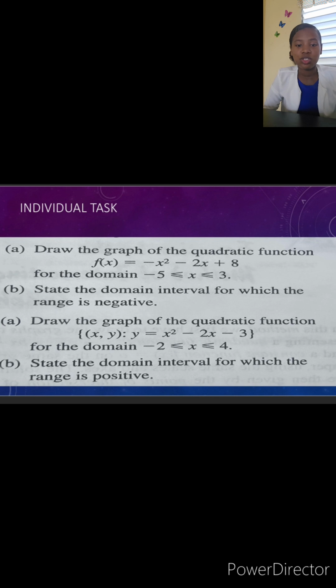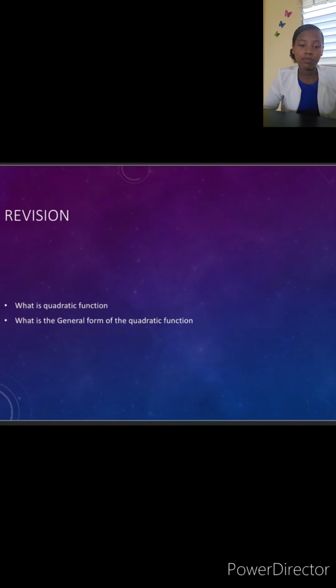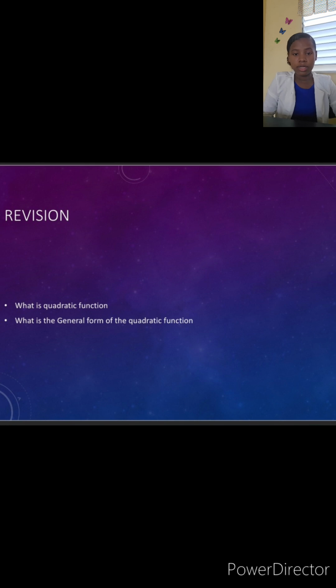Alright class, that has brought us to a wrap of today's session on how to graph a quadratic function. To recap, can somebody tell me what they understand by quadratic functions? The quadratic comes from the word quad, which means square. So the quadratic function is a polynomial function of degree 2. Lovely. And what is the general form of the quadratic function? f of x is equal to ax squared plus bx plus c.